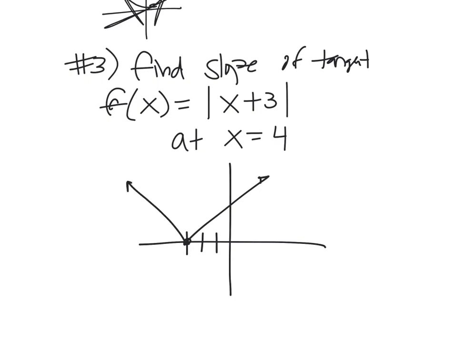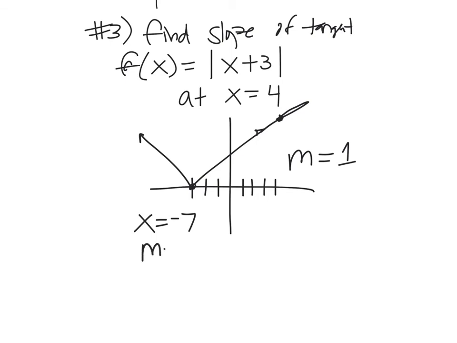So at x equals 4, what's the slope of the line there? It's 1. m equals 1. It's just rise 1, run 1 for the whole time. Now if I asked you what is the slope at x equals -7, perfect. The slope would be -1, because over here, this part of the line is going at a -1.